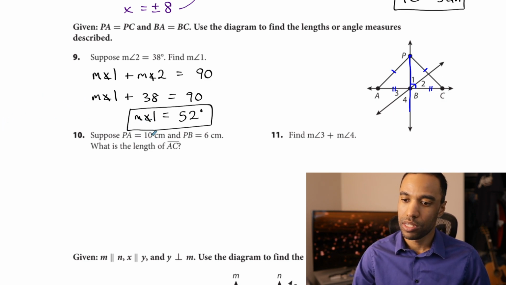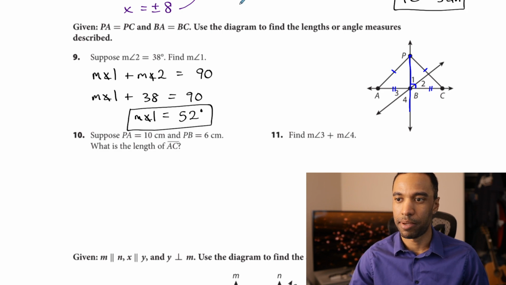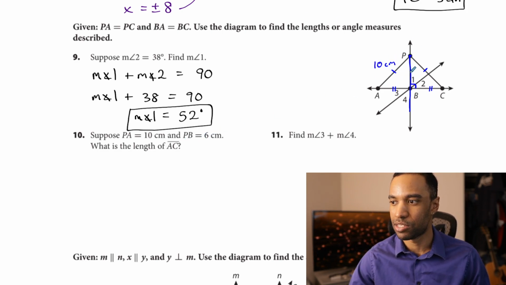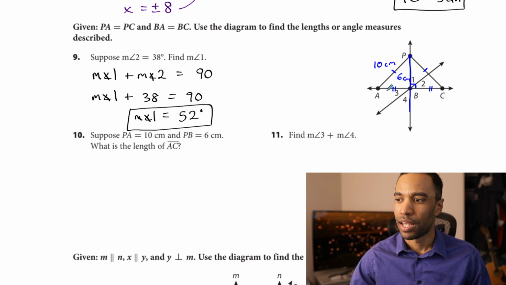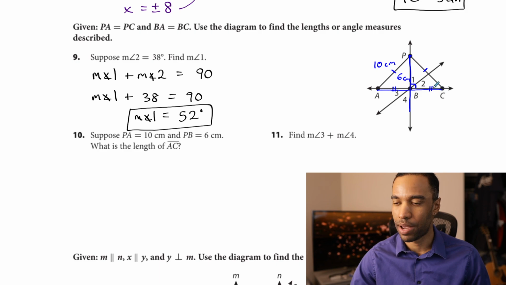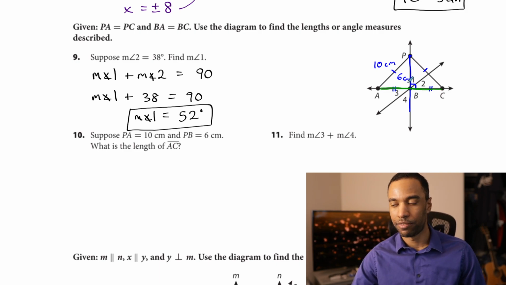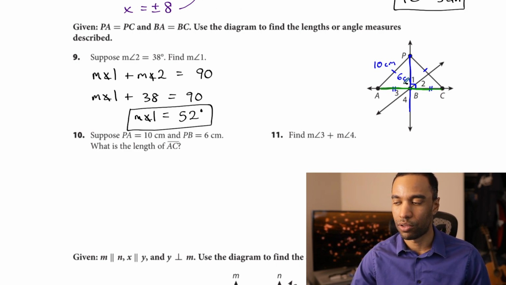Number 10, suppose that PA is 10 centimeters, the length of PA, and the length of PB is 6 centimeters. What is the length of AC? Now, AC is the entire thing right here. Use a different color. AC is the entire thing right here. What we are aware of is we do have a right triangle that exists right here.